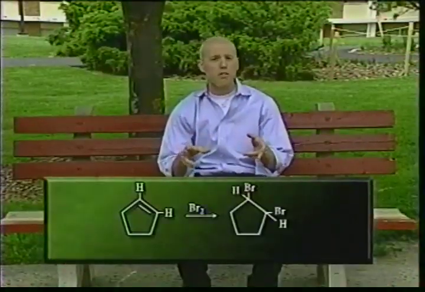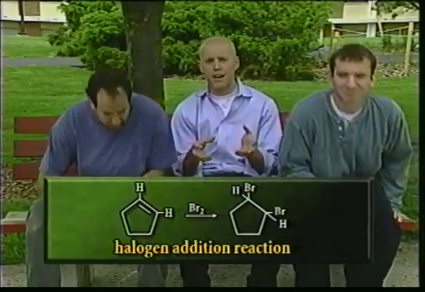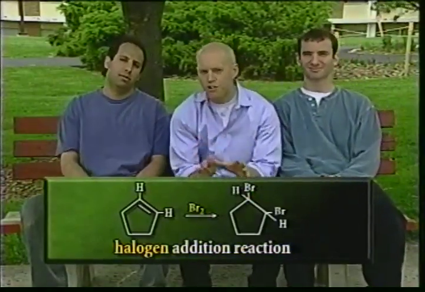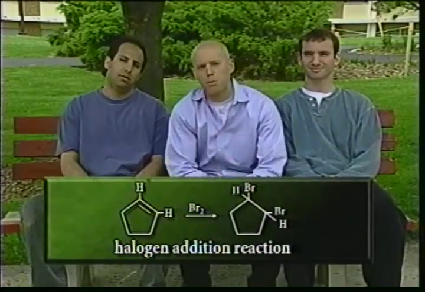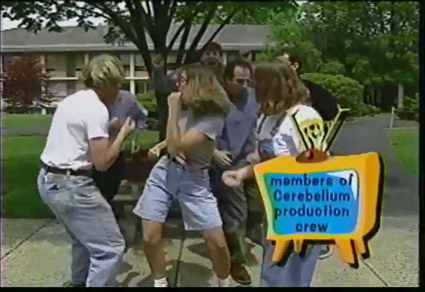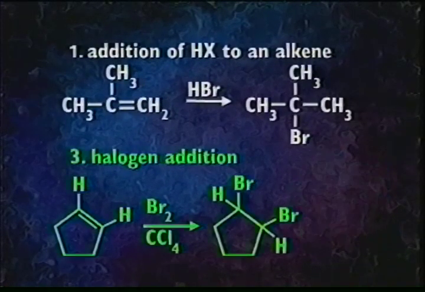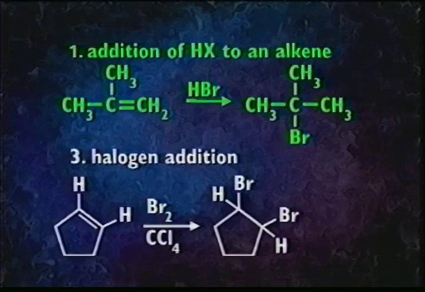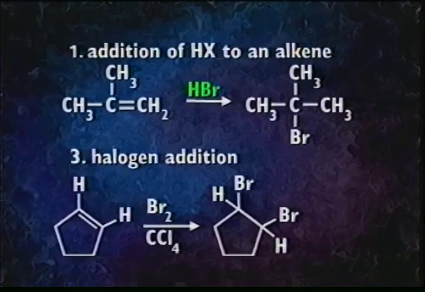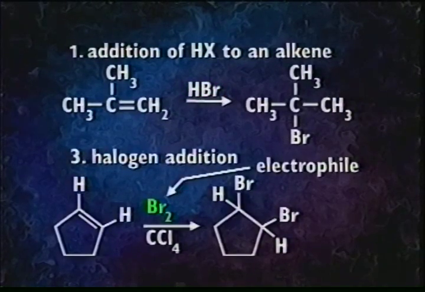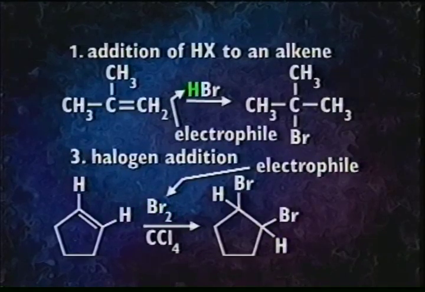Do you see why we call this reaction a halogen addition reaction? We add 2 halogen atoms to the 2 carbons of the double bond. Add 2 halogens! Did you notice that the reaction pathway of the halogen addition reaction, in which Br2 is added to an alkene, is very similar to reaction number 1, in which HBr is added to an alkene? The only difference between the 2 reactions is that bromine is the electrophile in reaction number 3, and a proton is the electrophile in reaction number 1.